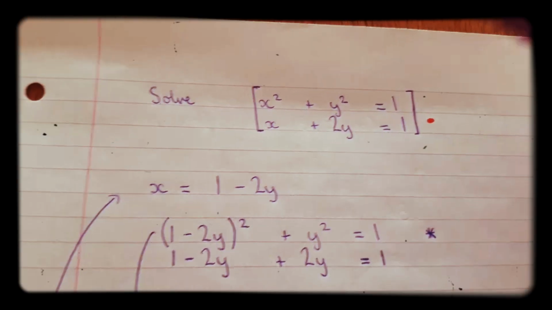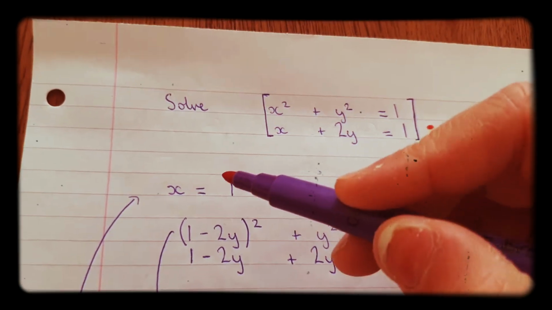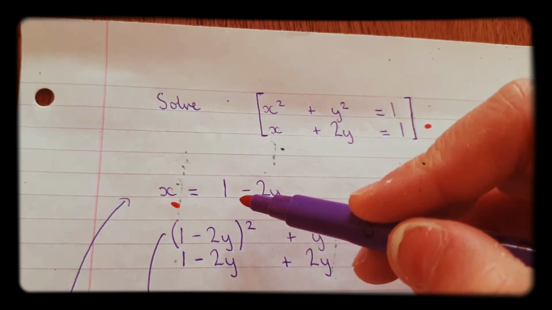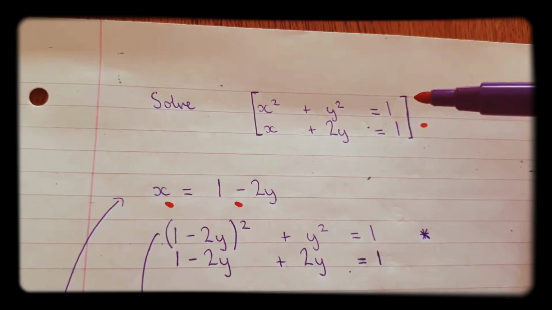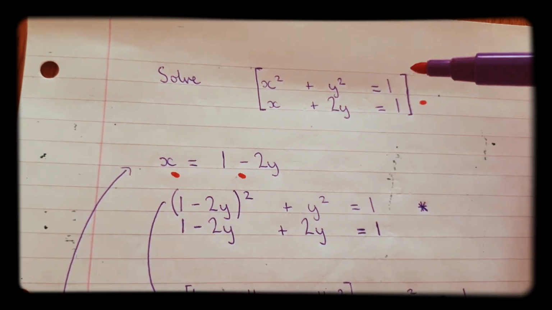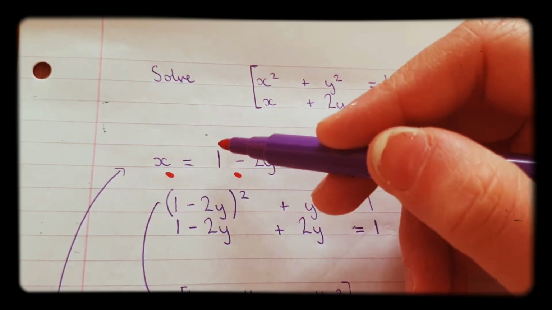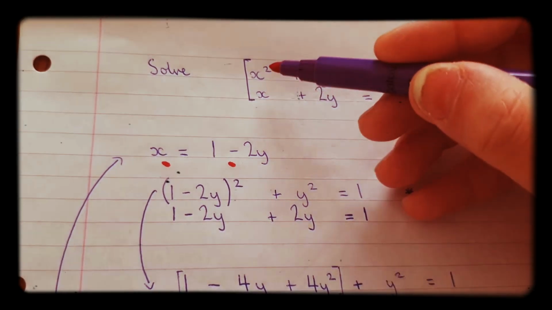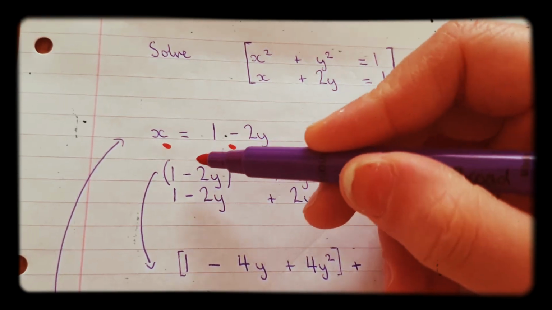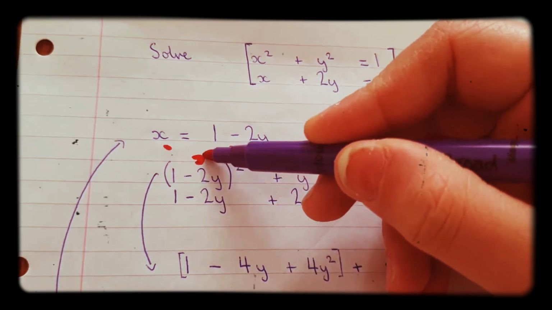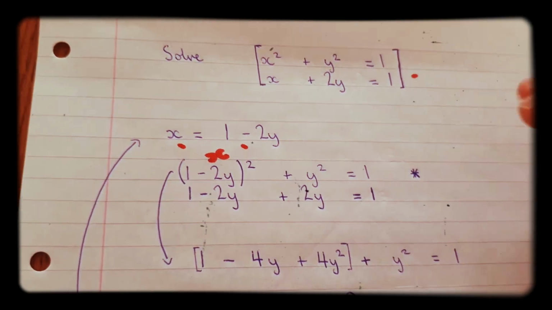So what we do is we take this one here, the x plus 2y equals 1, and we can work out that x must be equal to 1 minus 2y. If you quickly rearrange that, x equals 1 minus 2y. So what we do is, every single time we see an x, we're going to put this 1 minus 2y in its place. So for example, with this one here, x squared plus y squared equals 1, I've put 1 minus 2y because that is x, 1 minus 2y squared plus y squared equals 1.